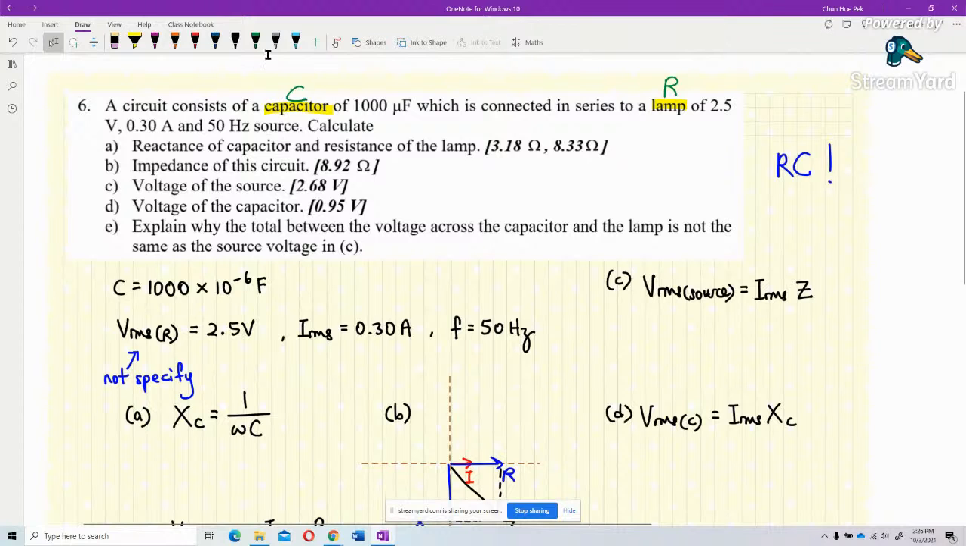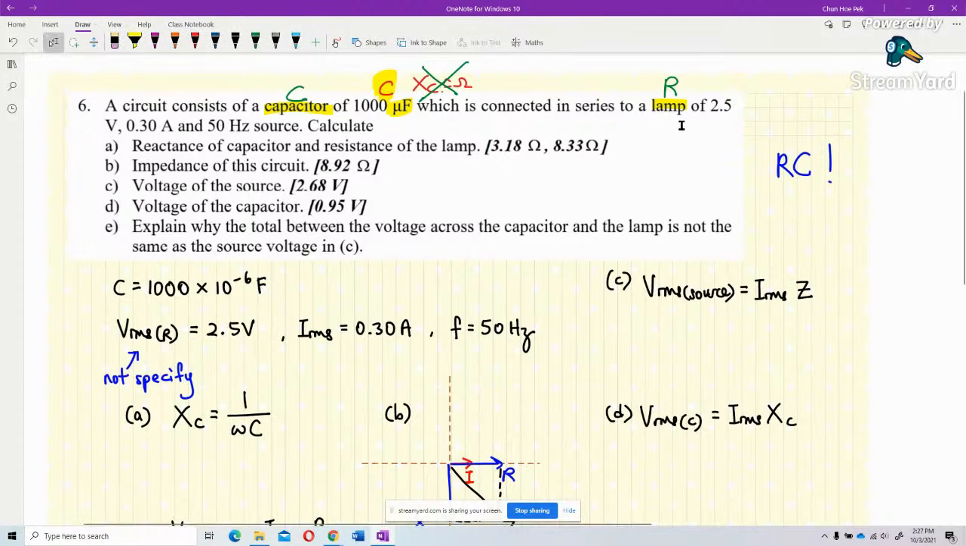Okay, so what values do you have? This is definitely the capacitance, not the XC. XC has unit ohm. This is farad. Farad is C, not XC. XC you need to use a formula to find first. This is only the C.